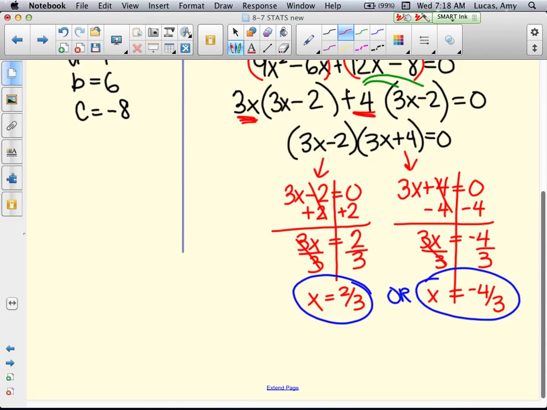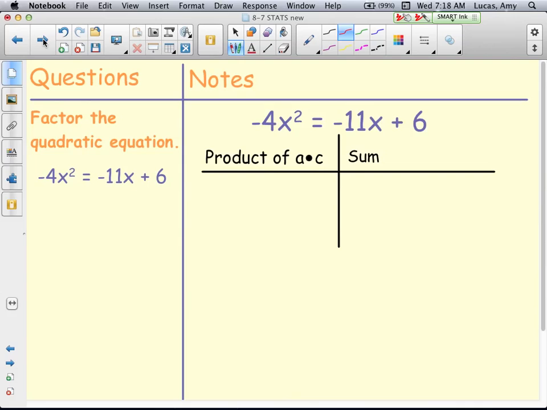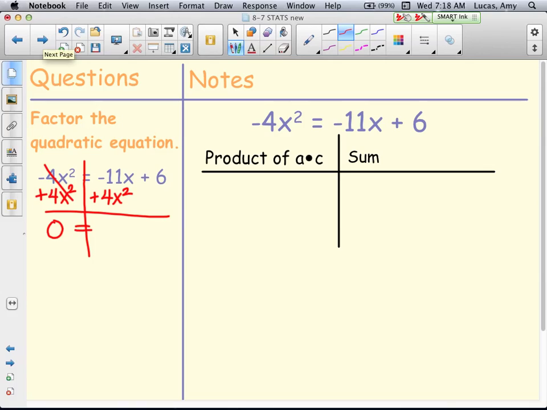All right, our last example. Negative 4x squared equals negative 11x plus 6. To get everything on the same side on this one, I'm going to choose to add the 4x squared to both sides. You can move them to the right or to the left. I'm just moving them all to the right so that I have 0 equals 4x squared minus 11x plus 6, because that involved only moving one term instead of 2.